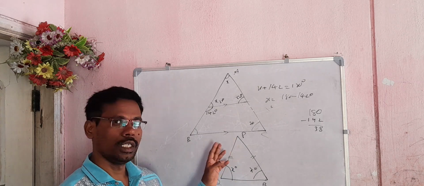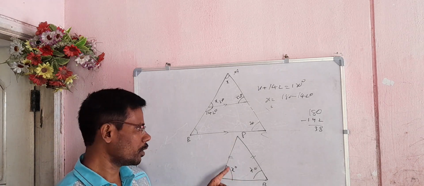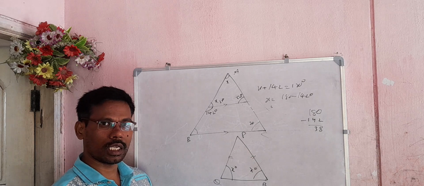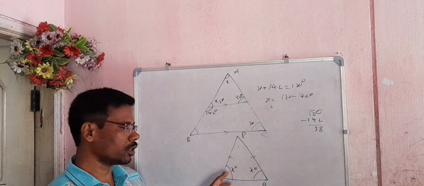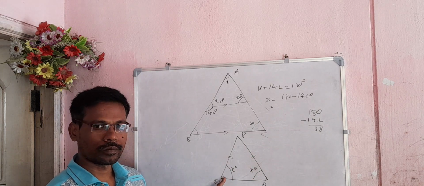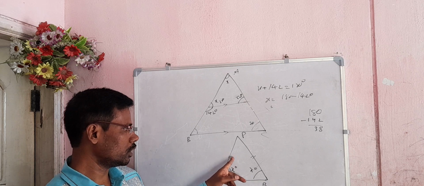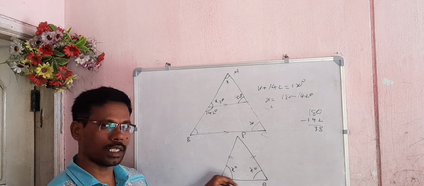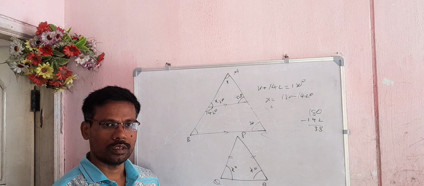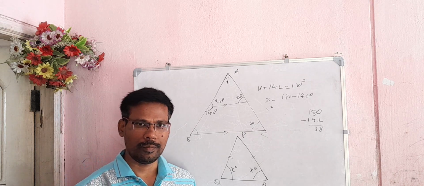Once again I am saying, so that in the next class I will not repeat. If two sides of a triangle are equal, then angles opposite to them are equal. So that means this side is equal to this side, means our base angles are equal. Is it clear?